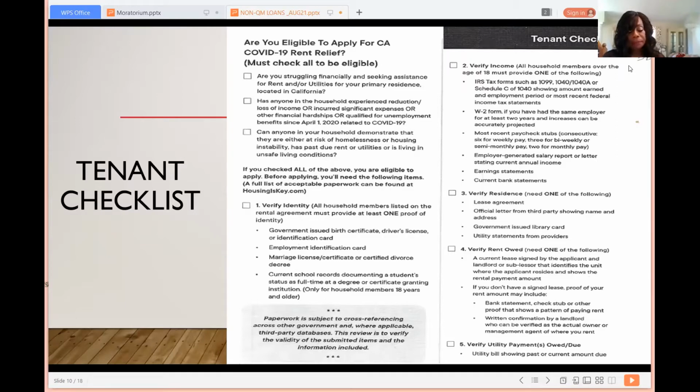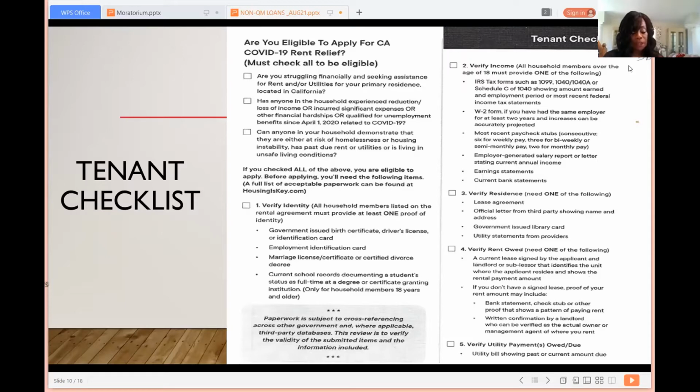Verifying your income. You need your IRS tax forms such as the 1099, 1040, 1040A, a Schedule C, earned and employment period or most federal income tax statements. So if you were issued one of those, there's also a form that you can fill out saying that you did not file any taxes for the year. W-2 form from an employer that you did work with your name and everything on it for at least 2 years, and increases can be accurately projected.